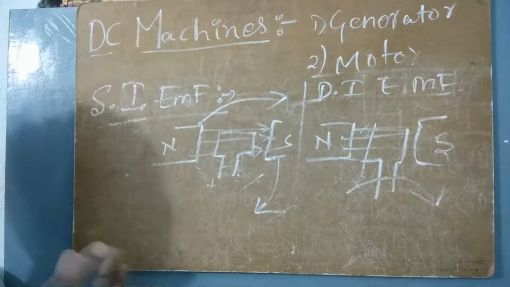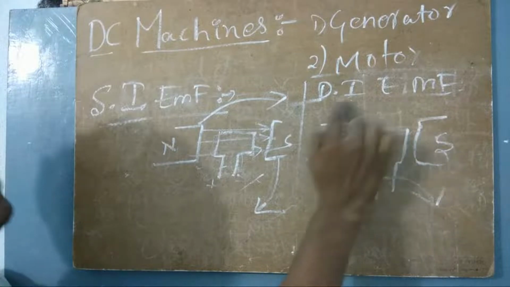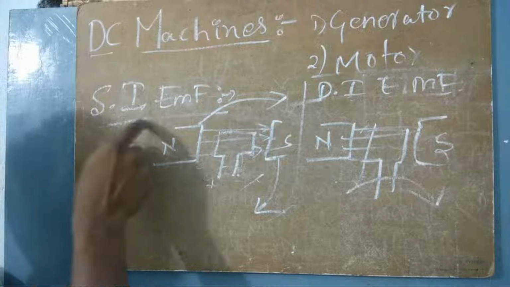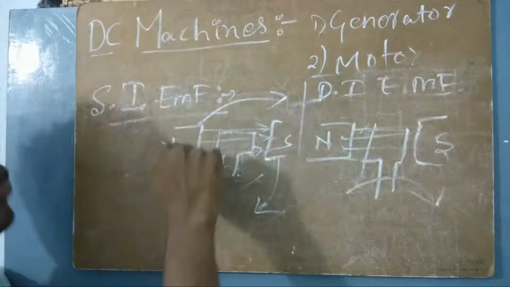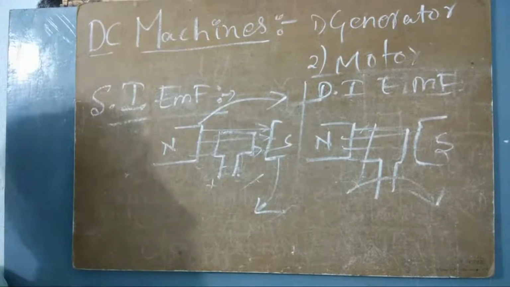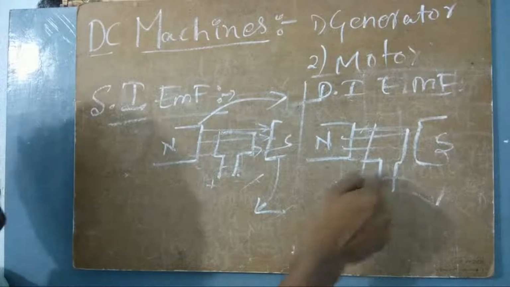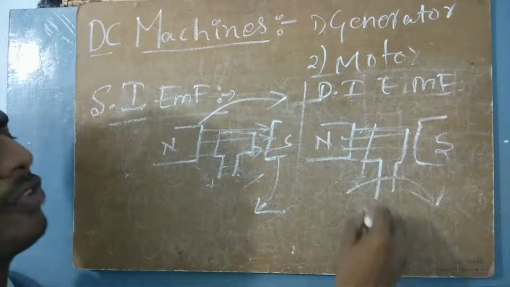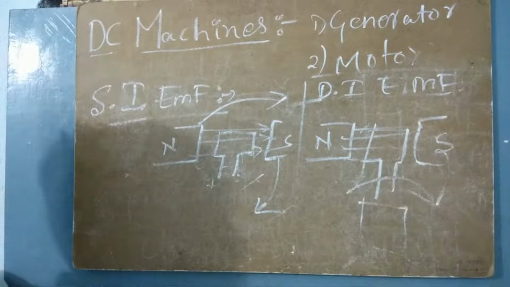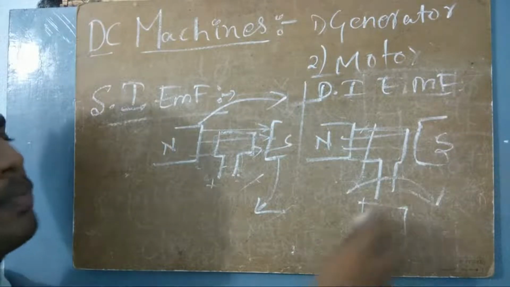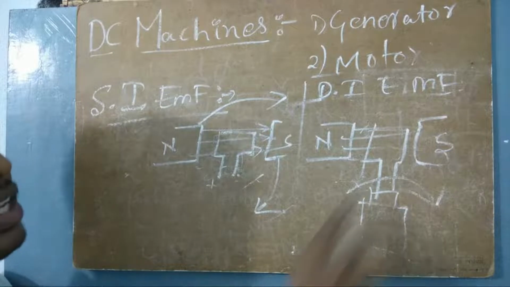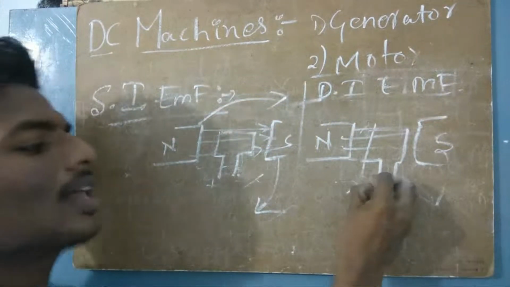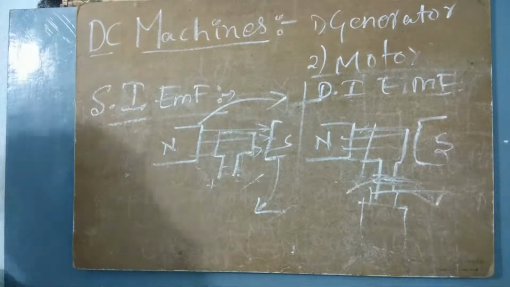Most of the time we use the dynamically induced EMF for producing electricity. Statically induced EMF is not often used, because in that case we have to move the entire magnetic field, which is very difficult for us to do. But this one we can do. Simply, with the help of your prime mover, that means with the help of an engine, we can rotate this, by which we can get the electricity. We can also collect this electricity with the help of slip rings.